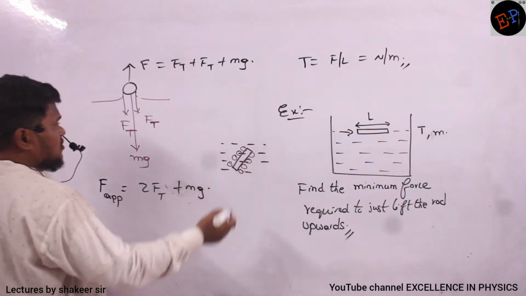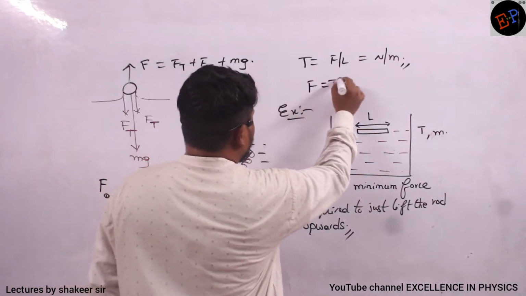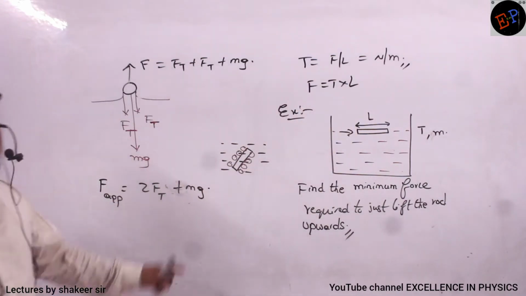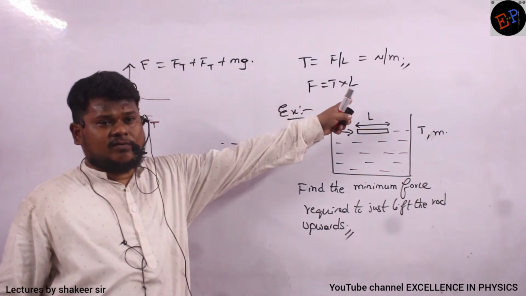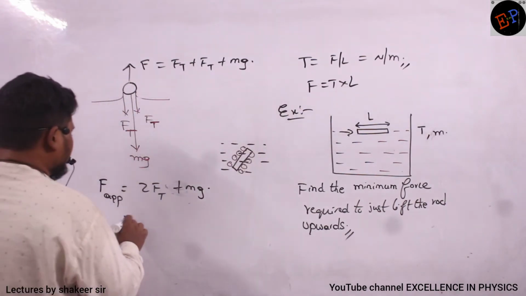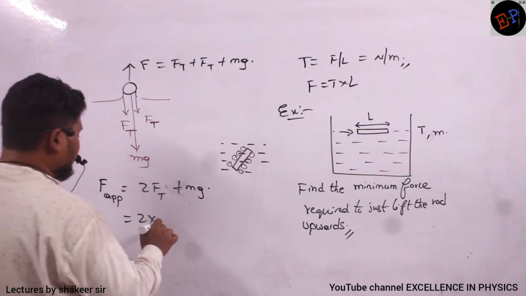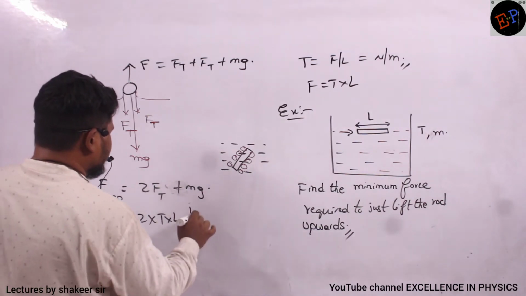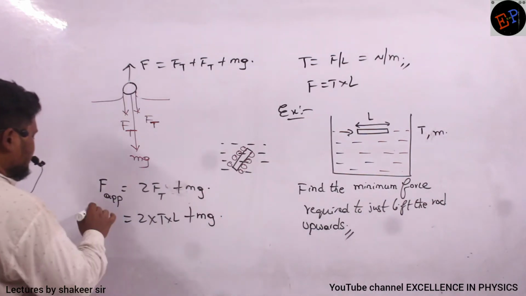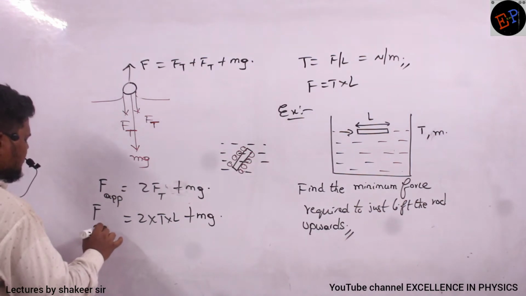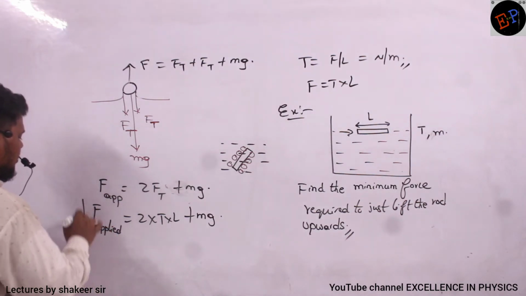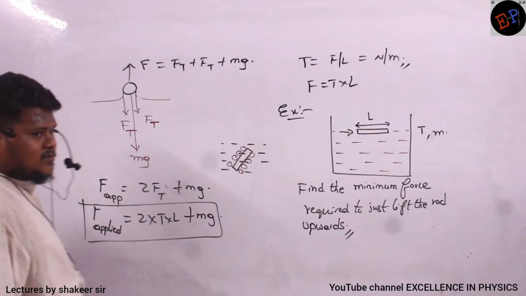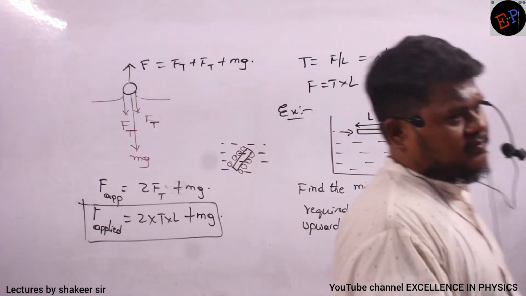Okay. So force is nothing but T into L, no, ma? If T is equal to F by L, F is equal to T into L. So instead of F I can write 2 into T into L plus mg. Okay, ma? So this is the force which I have to apply so that I can lift this rod upwards. That is my answer. Have you understood?